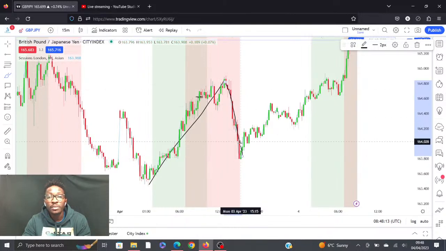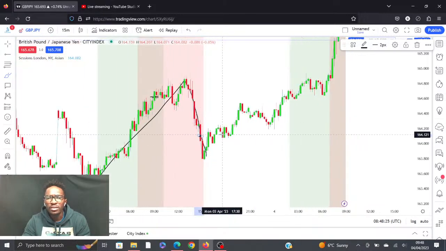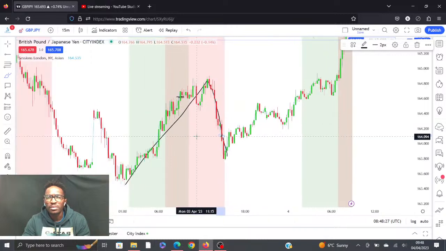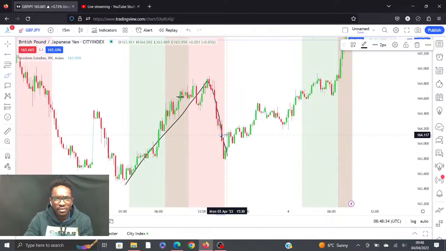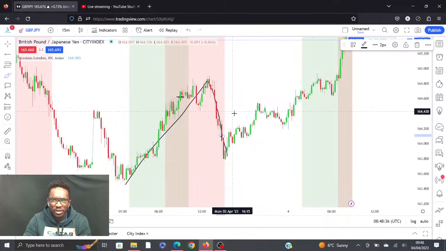And when I saw this deep pullback, I exited my position somewhere around there, because the later it goes into the day, that trend could definitely reverse completely. So I exited my position, and I took a hit of about 70 pips. I think I lost 70 pips on this trade.